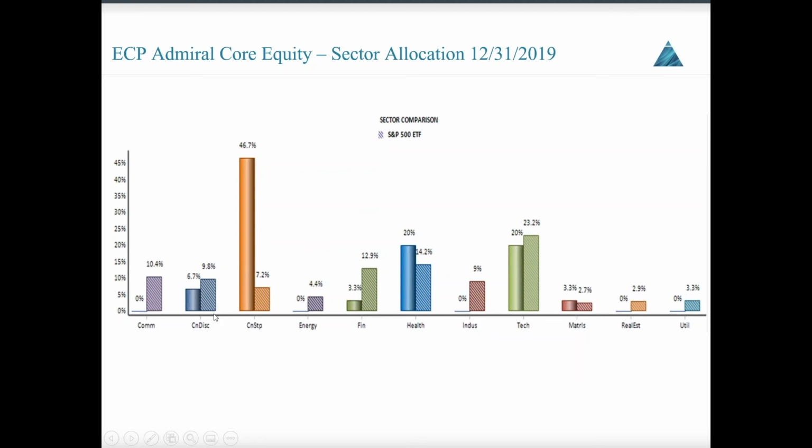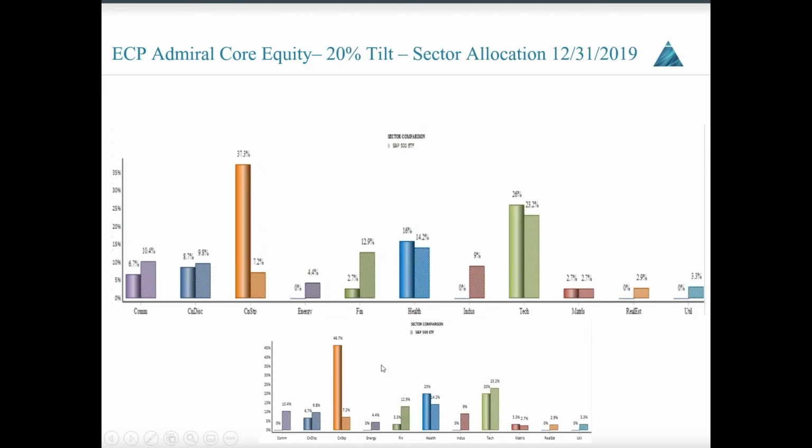Notice there's no communications. You've got a 6.7, a slight underweight in consumer discretionary, massive overweight in staples, overweight in healthcare, and almost an equal weight in tech, believe it or not, okay? Notice that FactSet Data Systems is still in there as a financial stock. When we take a look at the ECP Admiral core equity portfolio and we apply a 20% tilt, notice what happens. We actually end up with a little bit of an overweight in technology. We bring our communications weight up. We bring our staples down.